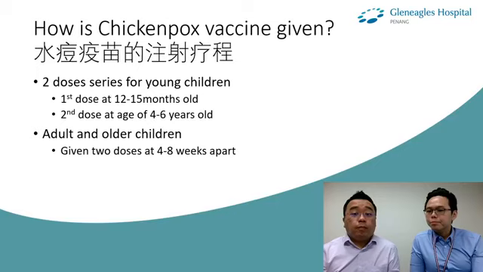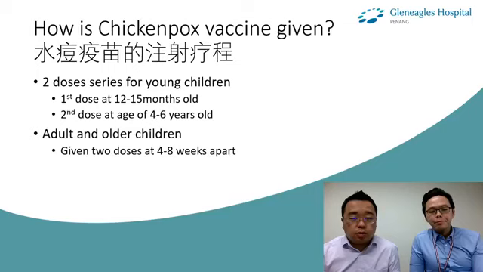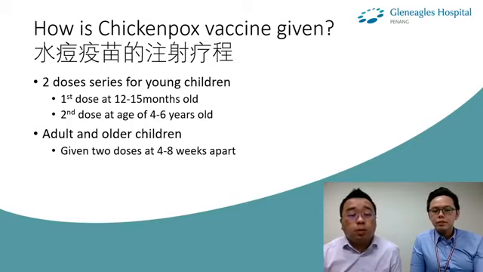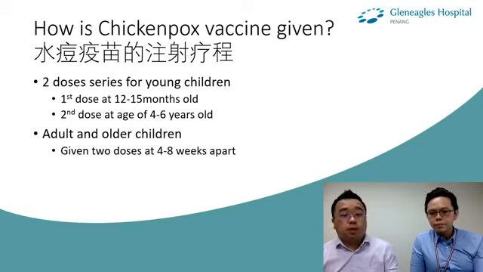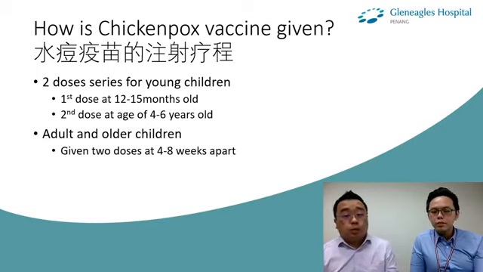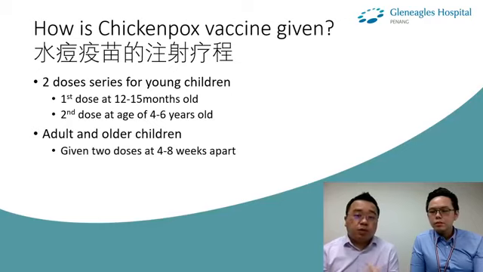The chickenpox vaccine is given to two groups in slightly different ways. Both are two-dose series. For young children, the first dose is given when they are 12 to 15 months old. The second dose is given at the age of 4 to 6 years old. That's for the young children group. But for you and me, adults, it's two doses again. After you take the first dose, 4 to 8 weeks later, you take the second dose.